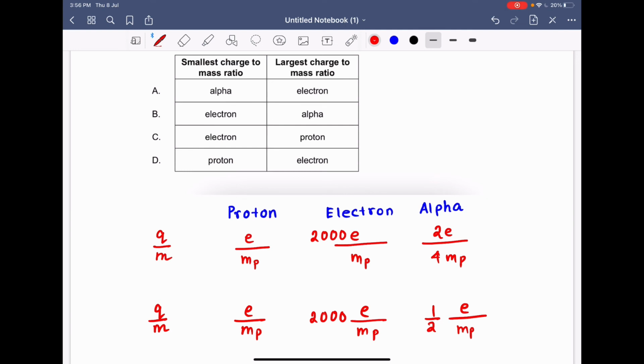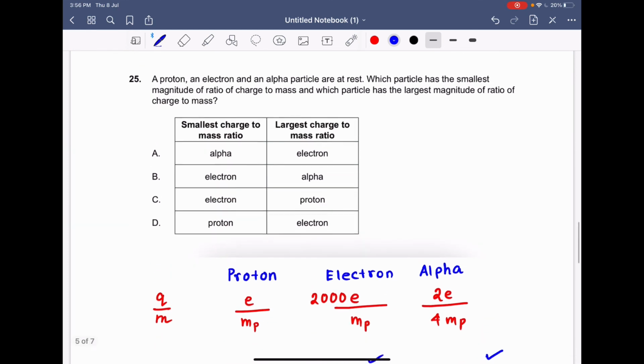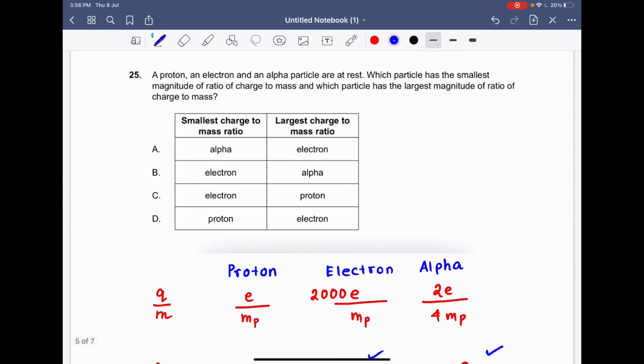Because 1/2 can be written as 0.5, and over here this can be written as 1. So the smallest charge to mass ratio will be of the alpha particle, and the largest charge to mass ratio will be of the electron. So the correct option to question number 25 will be option number E.